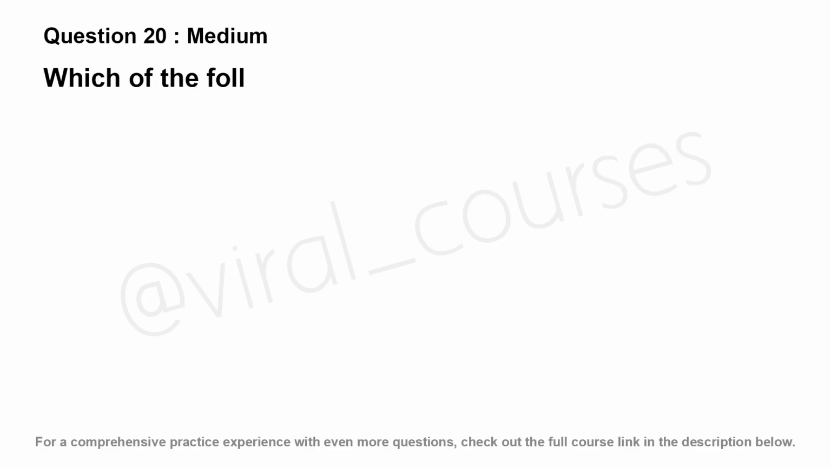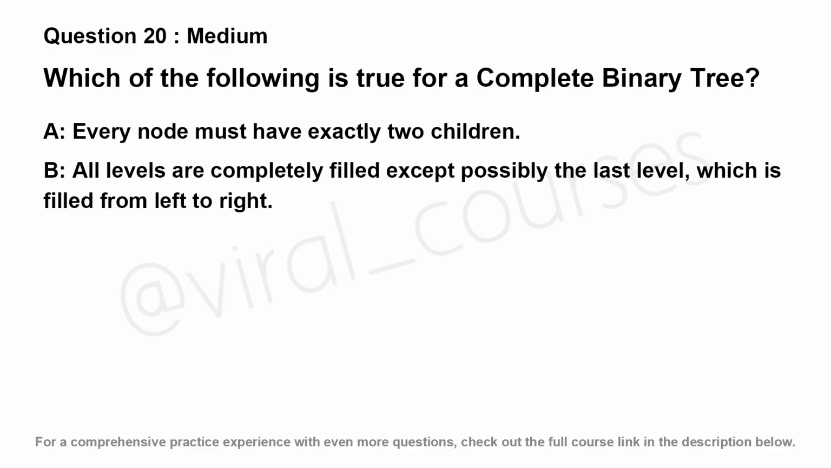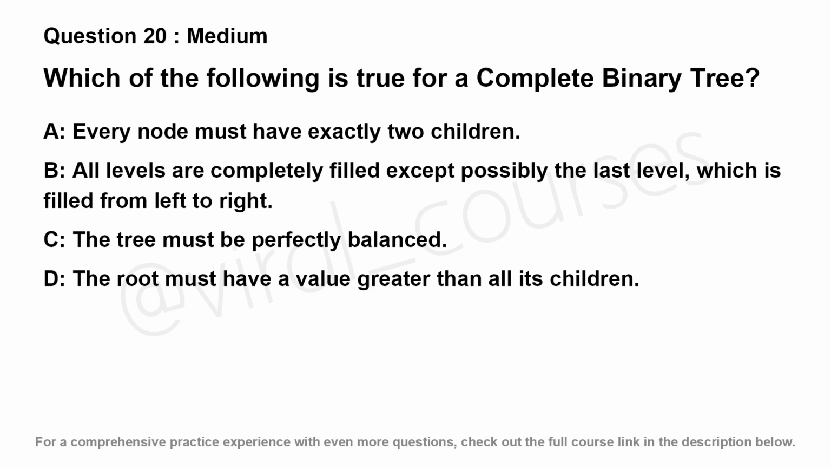Which of the following is true for a complete binary tree? Option A, every node must have exactly 2 children. Option B, all levels are completely filled except possibly the last level, which is filled from left to right. Option C, the tree must be perfectly balanced. Option D, the root must have a value greater than all its children.